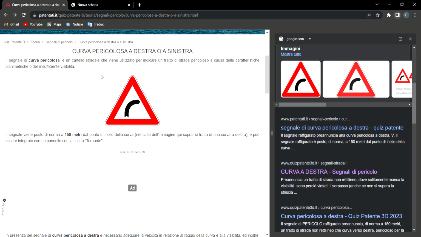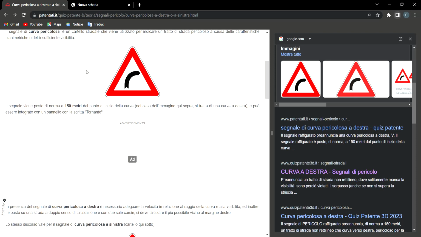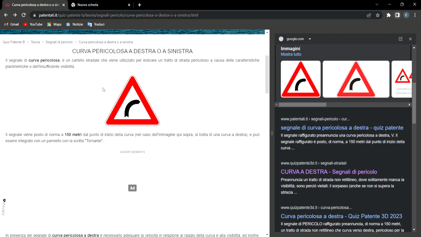In our previous lesson, we taught about segnale di pericolo, where we started by using segnale di dorso as one of the segnale di pericolo. Again, today we shall be looking at another segnale di pericolo, which is il segnale curva pericolosa. Il segnale curva pericolosa a destra or a sinistra.